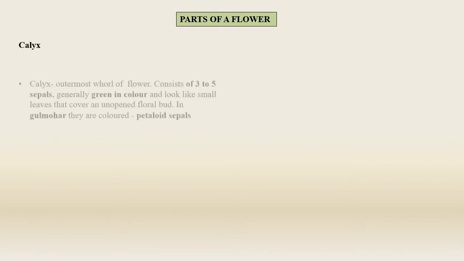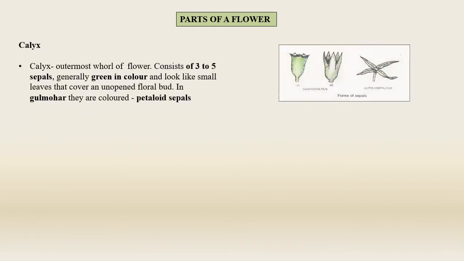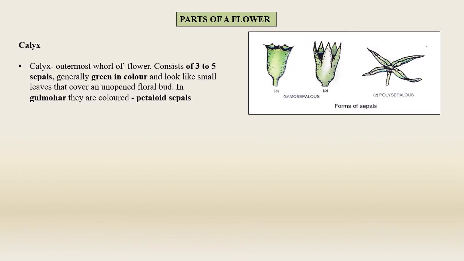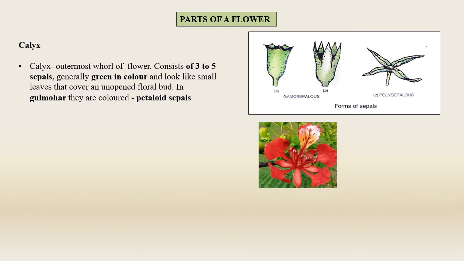Parts of a flower. Calyx. The calyx is the outermost whorl of the flower. It consists of 3 to 5 sepals which are generally green in color and look like small leaves that cover an unopened floral bud. However, as in gulmohar, they may be colored and are known as petaloid sepals.